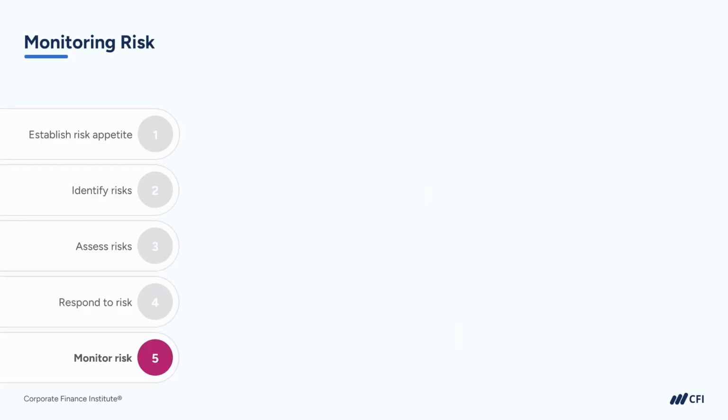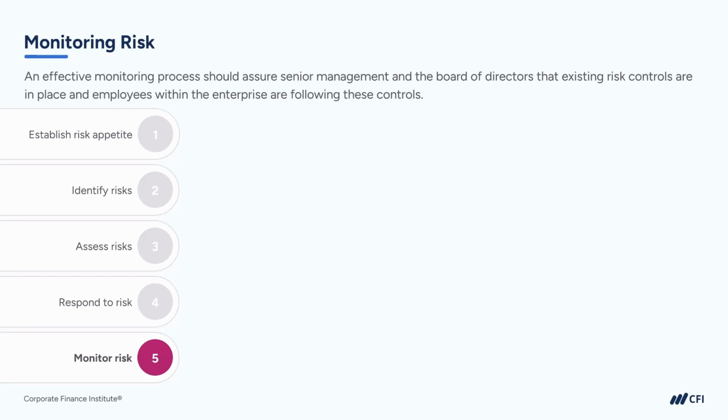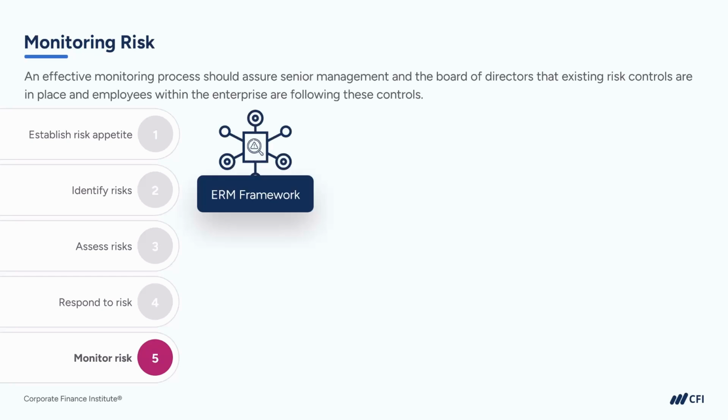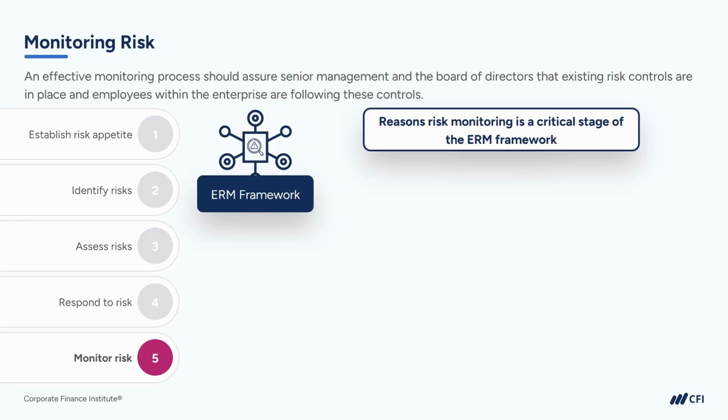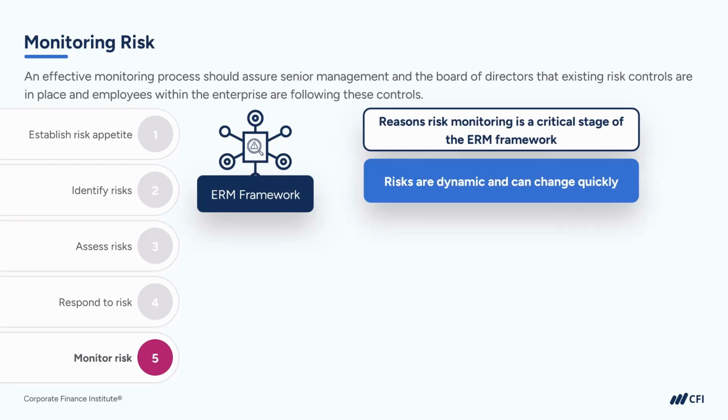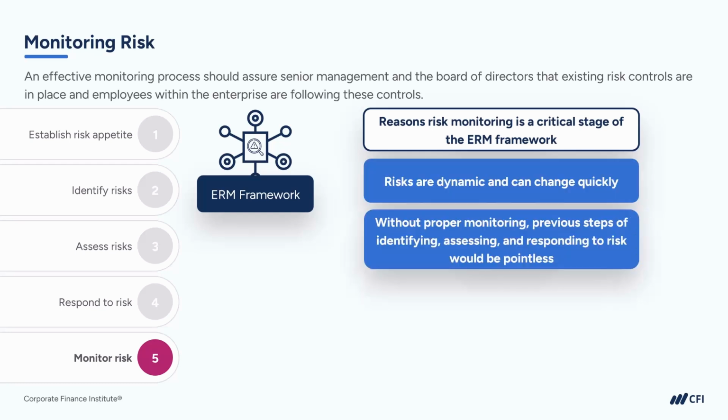Now a bank needs to monitor risks. An effective monitoring process should assure senior management and the board of directors that existing risk controls are in place and employees within the enterprise are following these controls. Risk monitoring is a critical stage of the ERM framework. There are several reasons for this. Risks are dynamic and can change quickly. Without proper monitoring, the previous steps of identifying, assessing, and responding to risk would be pointless.